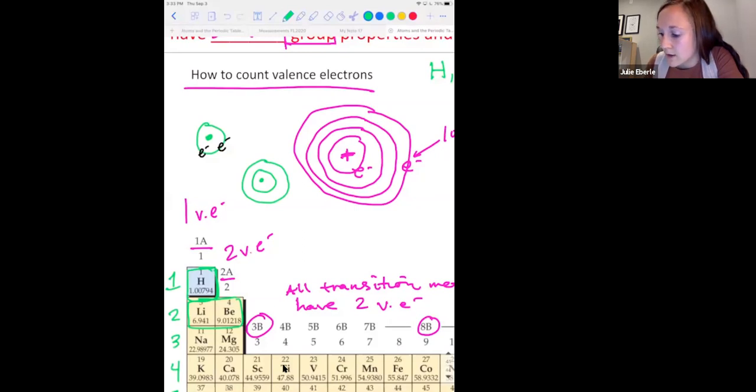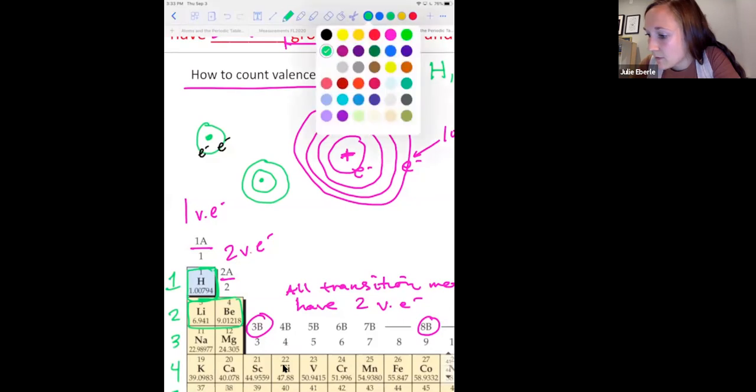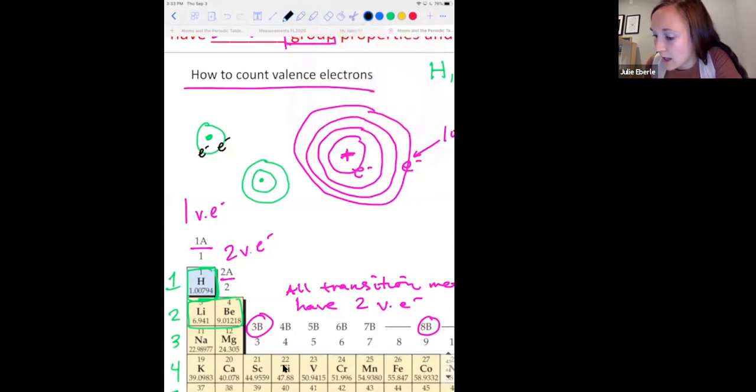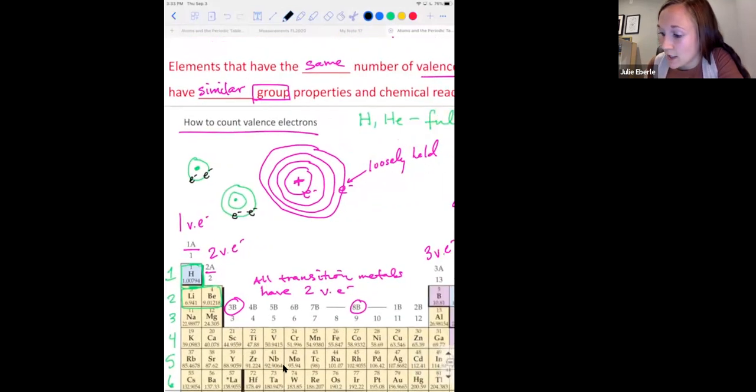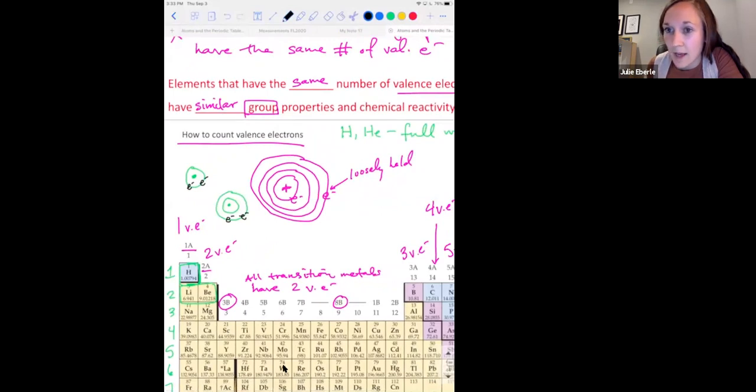All right. So let's say that I am in row 2 and I have 2 valence electrons. Which element am I? Who did I just draw? I have 2 energy shells, so that means I'm on row 2, and I have 2 valence electrons. I just drew beryllium.